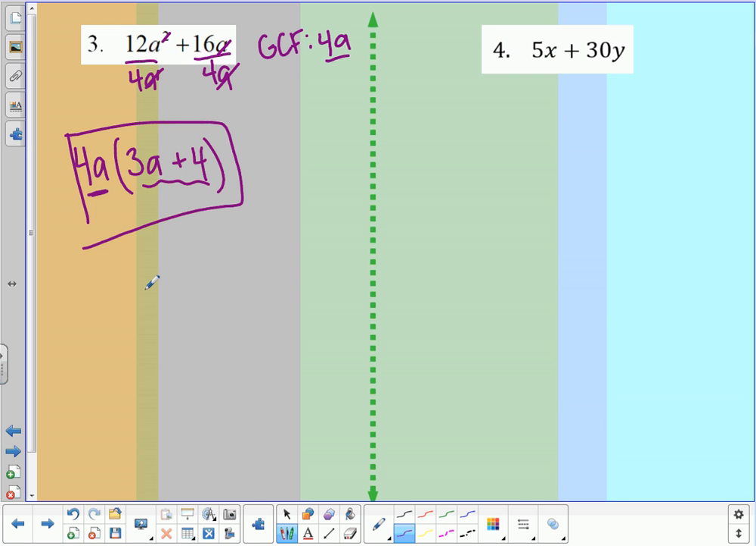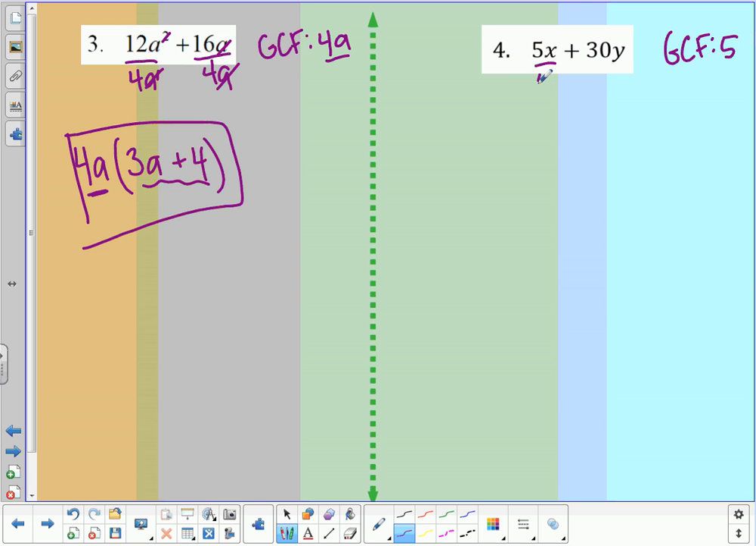Let's take a look at 5x plus 30y. So again, I'm going to start by finding the GCF. Just off to the side somewhere, make a note of what the GCF of these two terms might be. I have 5x and 30y. From 5 and 30, I can take out 5. From x and y, I can't take out anything. X and y are two different variables. It's like apples and oranges. I can't divide out a common variable there because there's no y in this term and there's no x in that term. So the variables I just have to leave alone.